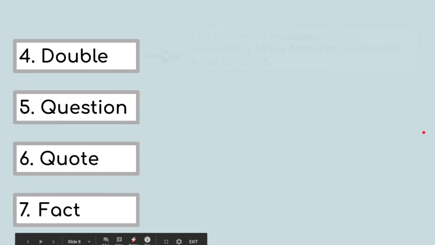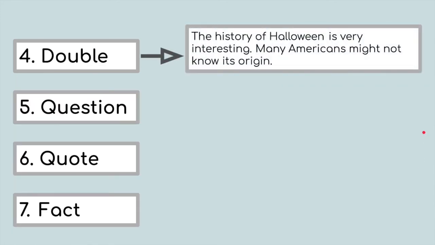Now for double, my example is, the history of Halloween is very interesting, period. Many Americans might not know its origin. Now, as you can tell, this is a topic sentence, or, well, two topic sentences, because I have one sentence here, and then I have another sentence here, all telling about what my paragraph regarding the history of Halloween will be about.